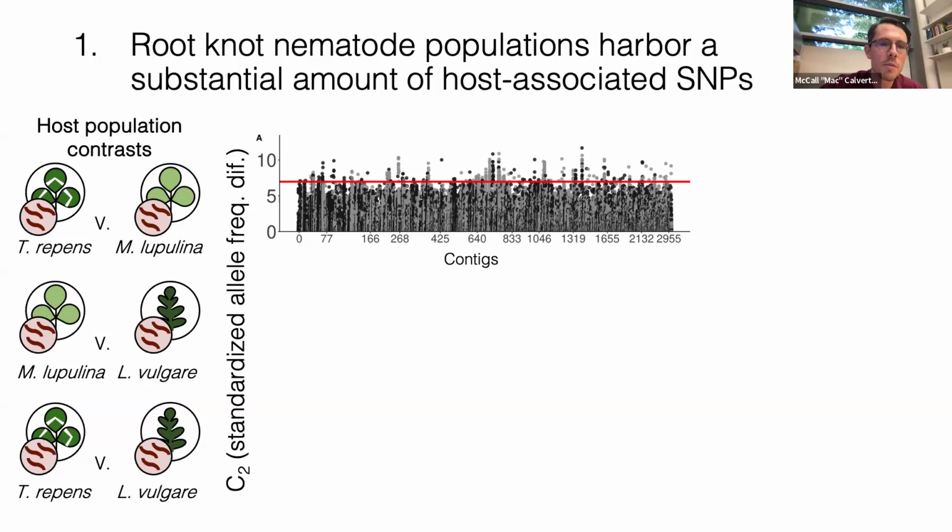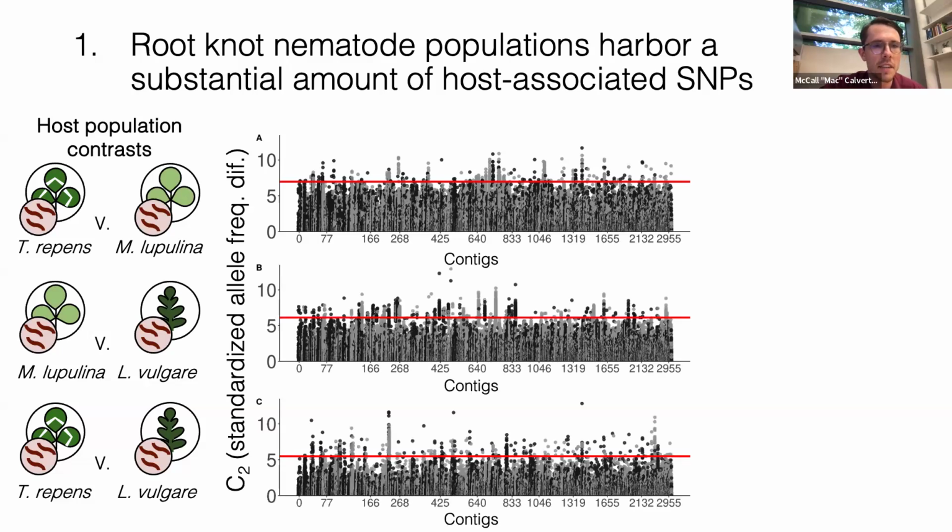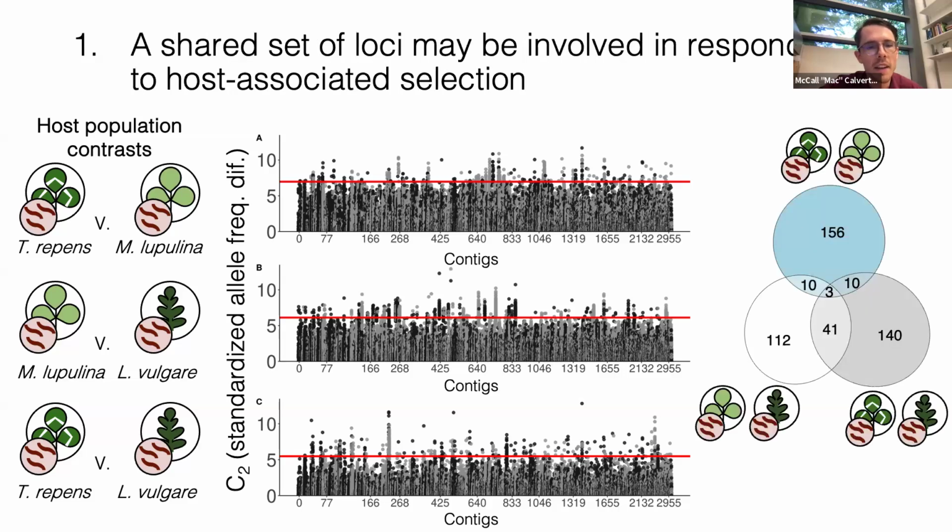And we can populate the rest of the slide with the other comparisons and see that there's a substantial amount of host-associated genomic variation and what actually looks like a lot of overlap as well. And we can test this statistically, and we find that host-associated loci, while controlling for non-independence among SNPs that are in linkage disequilibrium with one another, are significantly overlapping across these population contrasts. And this implicates a set of shared genetic loci that could be involved in adaptation to multiple host plant species, but also a fair number of idiosyncratic loci as well.